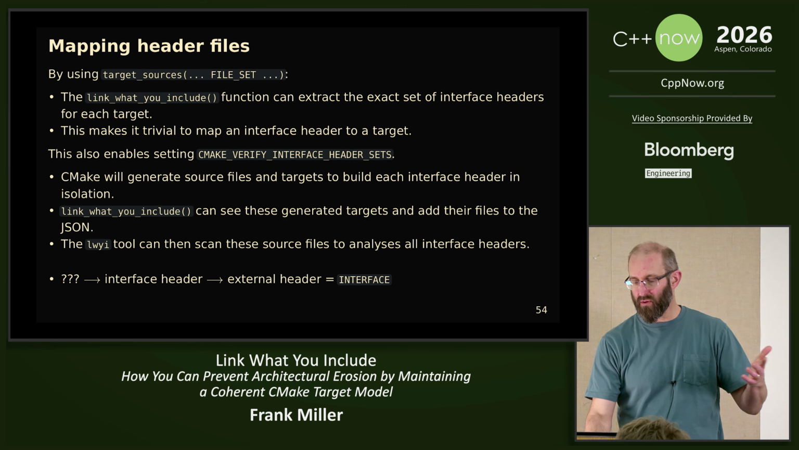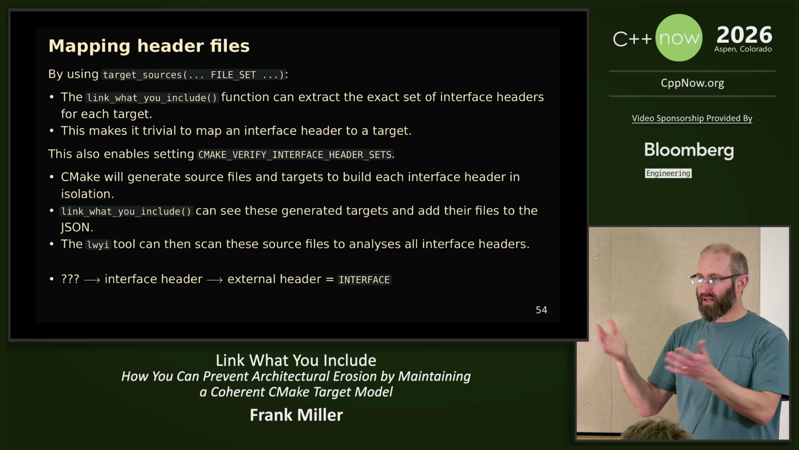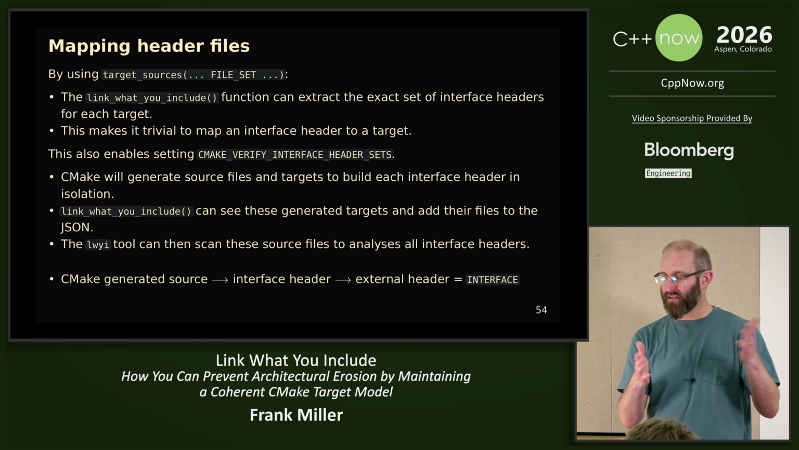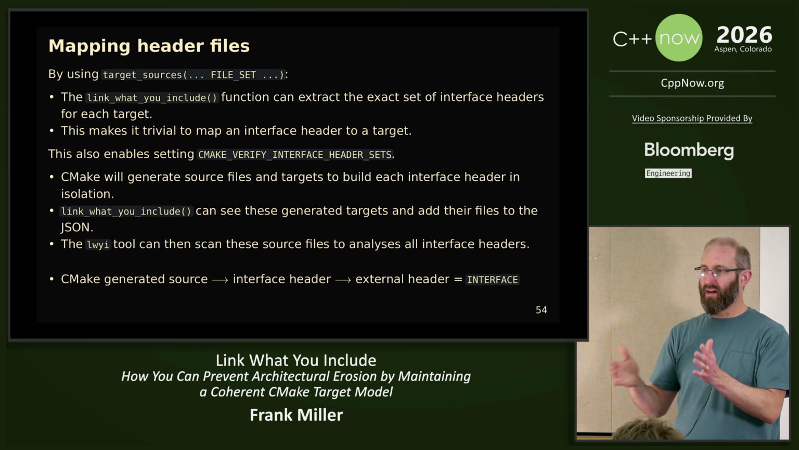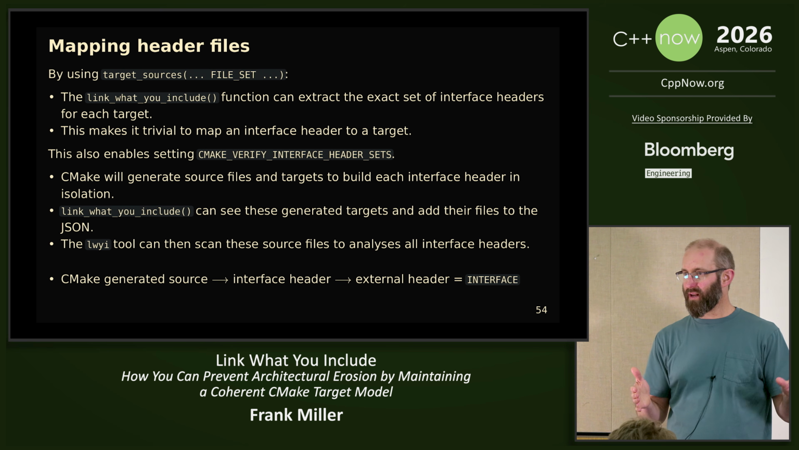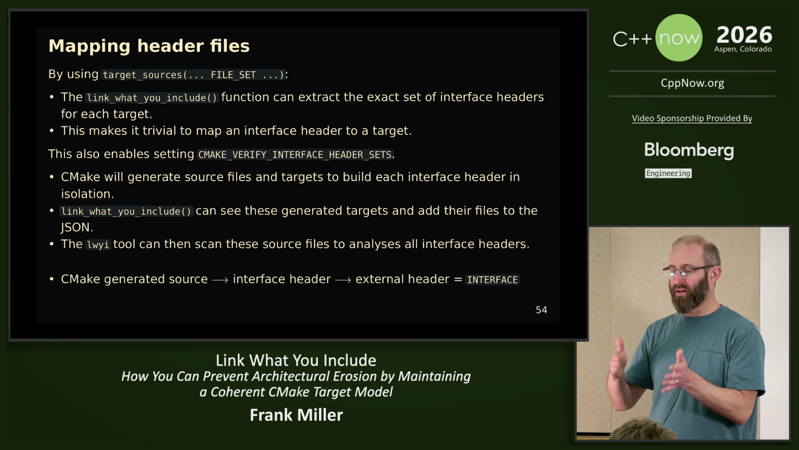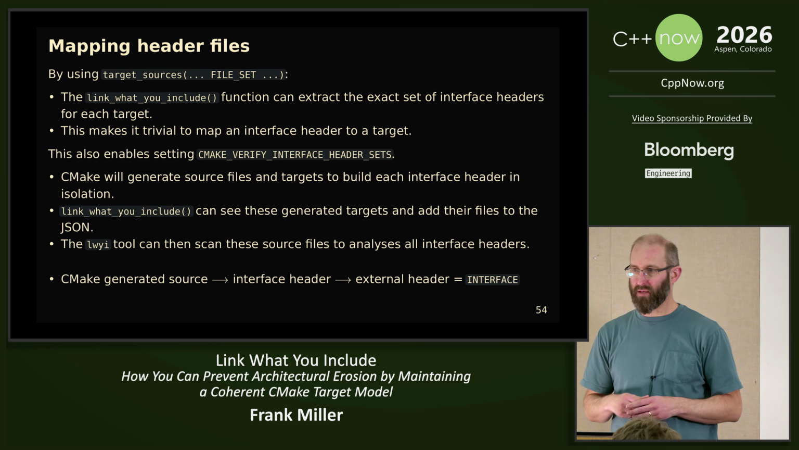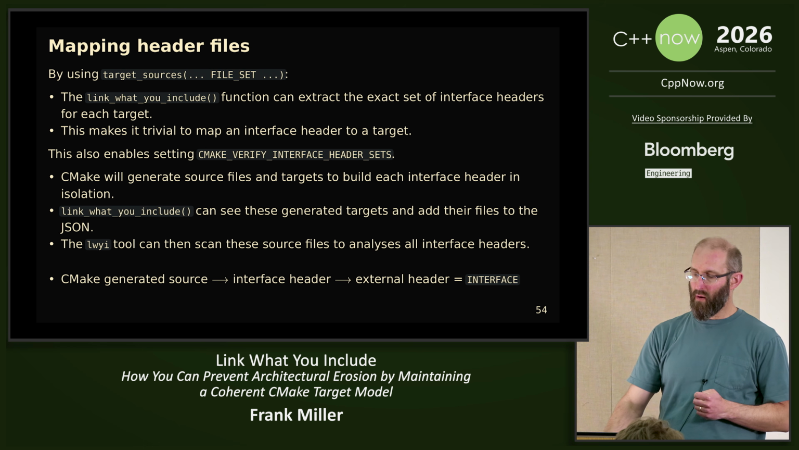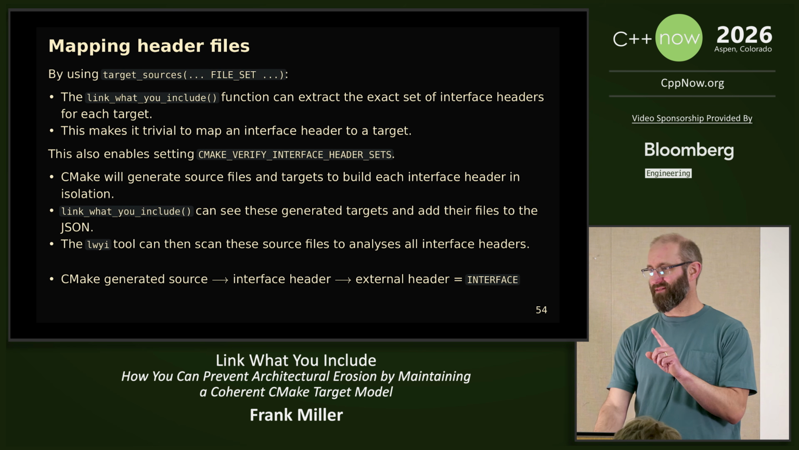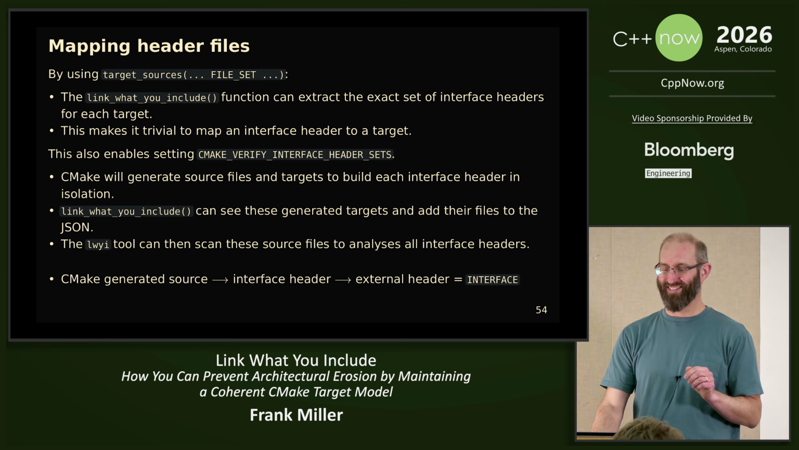So when I showed you that I'm scanning something to get an interface header, I'm scanning the CMake generated source file, and then I'm like, that's not a part of any target that I care about, so I'm in no man's land. And then now I'm in an interface header, and that's how I get an interface dependency. That was kind of subtle. Does that all make sense? Okay.